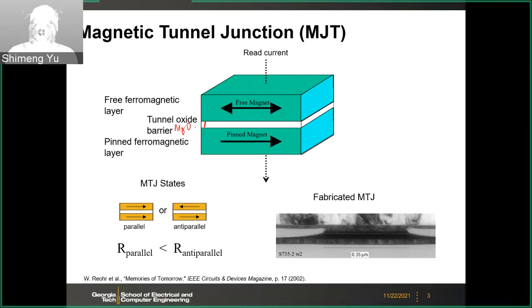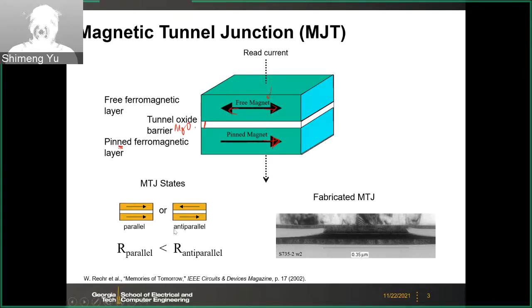The two ferromagnetic layers have different properties. The bottom one is called the pinned layer. In this case, the magnetization direction is pinned, in this example always to the right. You think of this as a magnet, right? You have the north pole, south pole. This one is always pinned to the right. And then the top layer is called the free layer. In this case, it can switch between the left and the right in terms of the magnetization direction.